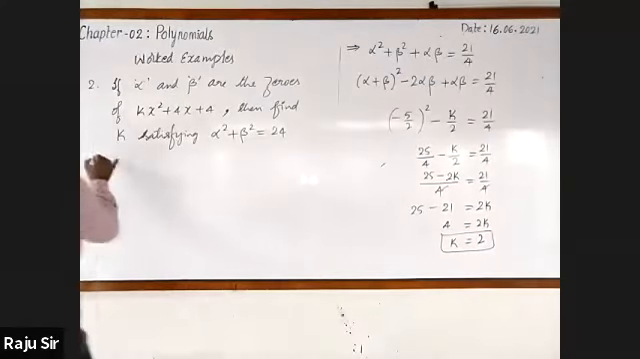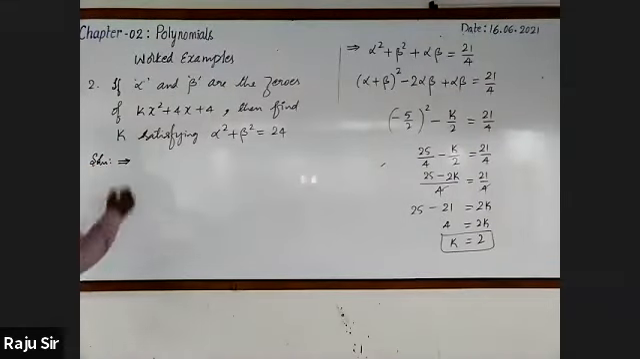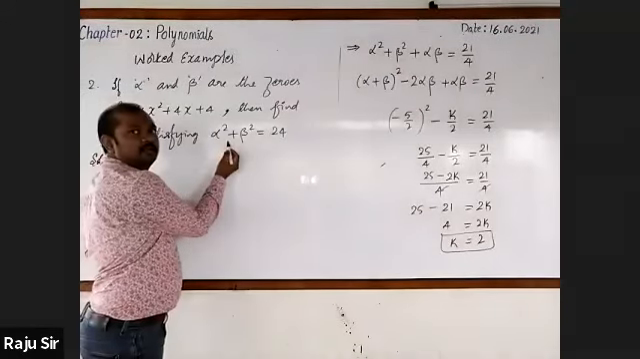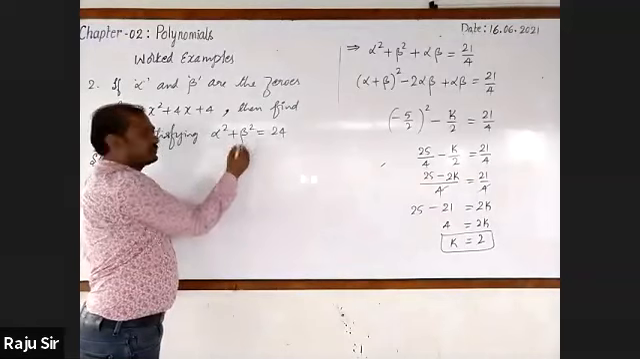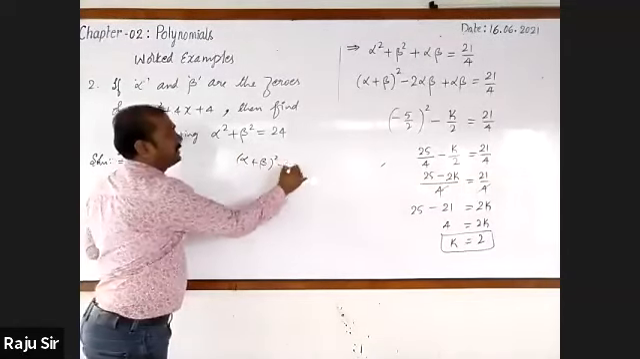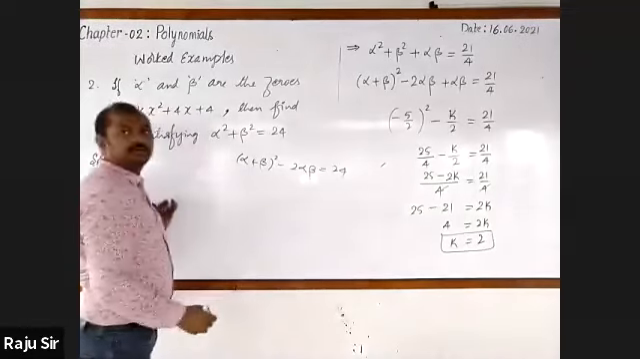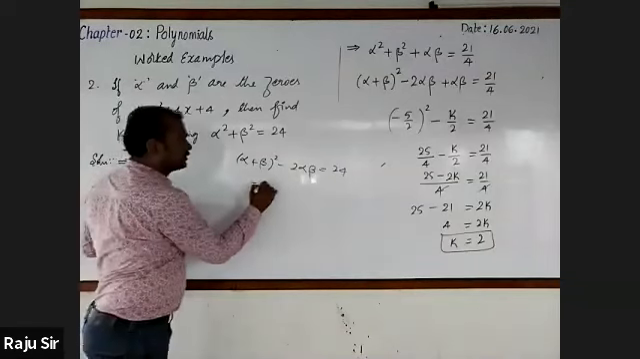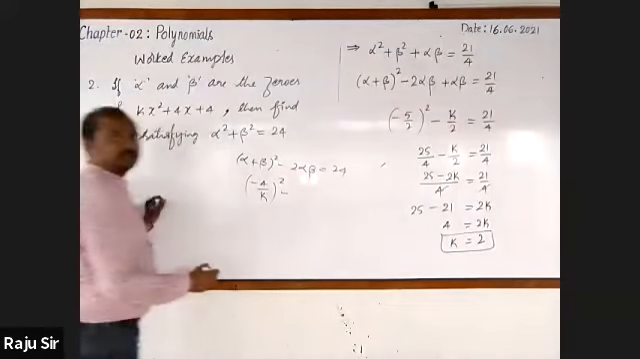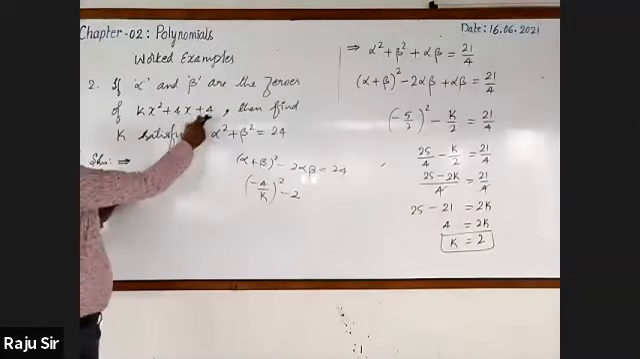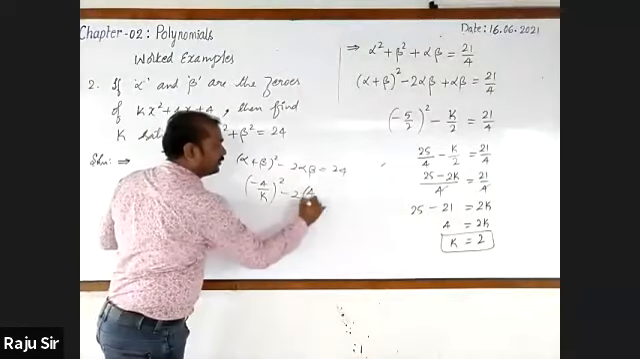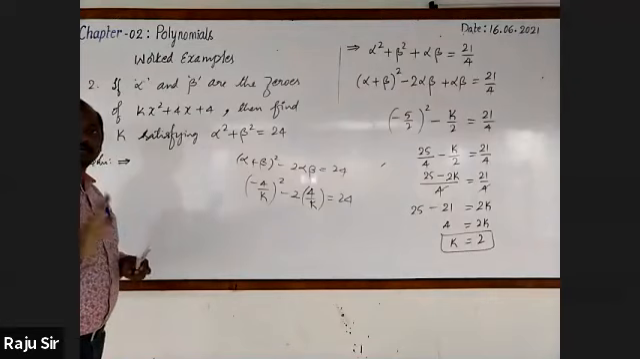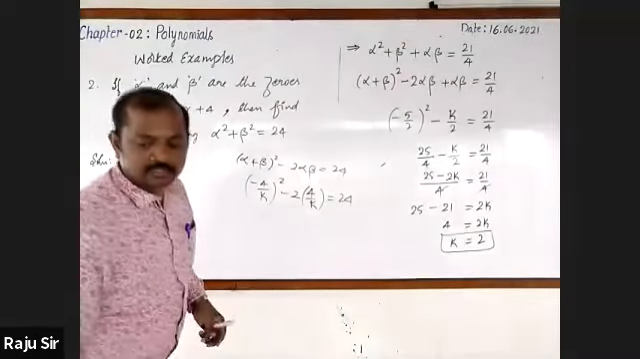Yes. Let's go for finding. You will observe directly. Alpha square plus beta square can be written as alpha plus beta whole square minus 2 alpha beta is equal to 24. Alpha plus beta is minus b by a, minus 4 by k. So minus 4 by k whole square minus 2 into alpha beta, which is c by a, 4 by k, is equal to 24. It can be simplified. Got it? Now I'll move on to actual steps.